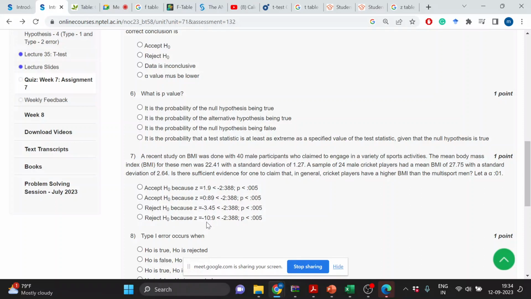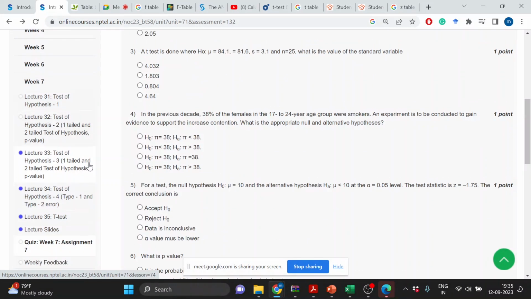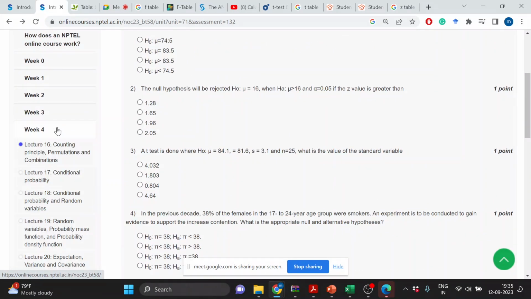This should be some 9 point something. It's not written properly. Okay, and it's greater than 2.38 is what should be written, and p less than 0.05. It's not framed correctly, but this should be the answer, and the value should be different here. Yes, sir. So this is week 7, question 7, and the other one was week 4, question 2. I'll make a note. I will write to them regarding this.